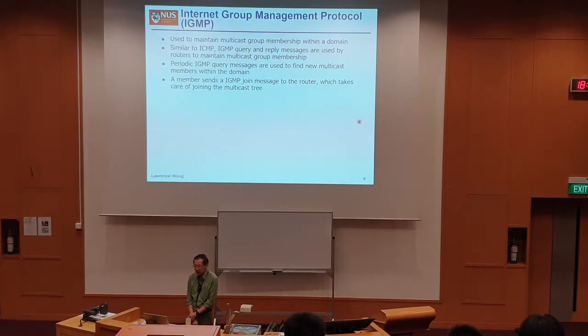The next one is IGMP, Internet Group Management Protocol. It's mainly to manage multicast groups. Multicast groups is a limited broadcast community of nodes. Okay, limited. Broadcast essentially means you send it all over the network. In terms of network terminology, multicast means it's a small limited set, so everyone can hear within that set. Okay, so it's used to maintain multicast group membership within a certain domain. Similar to ICMP, it has query and reply messages, which are used by the router to maintain the multicast group membership. And then periodic IGMP messages are used to find new multicast members within the domain. And a member sends an IGMP join message to the router if he wants to join the multicast domain. Okay, and the domain is usually configured as a tree. Tree, root, branch, sub-branch, and some sub-branches, tree.